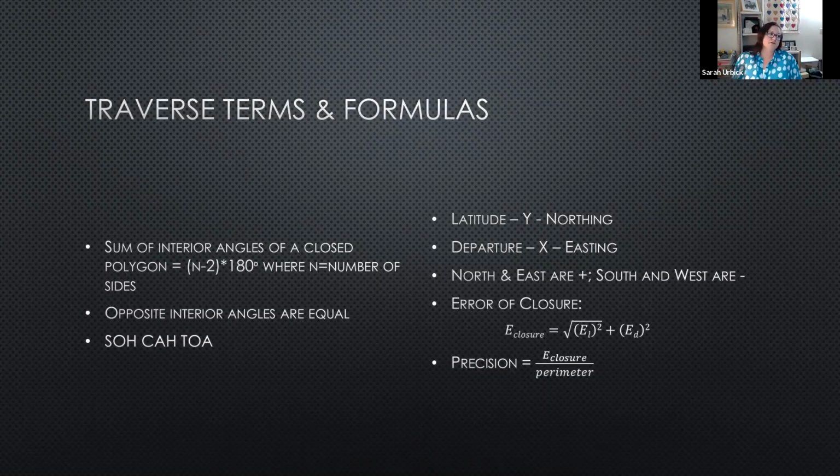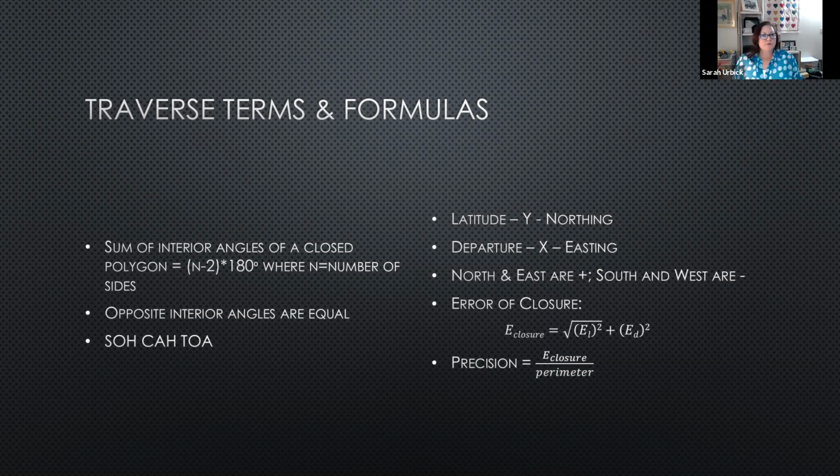Nomenclature. When we talk about latitude, it's how far up or down we are going. It's also our y coordinate, and it's also referred to as the northing. The departure is the x coordinate, the x component, also the easting. Even though we might be going west, it's still just referred to as the northing and the easting.